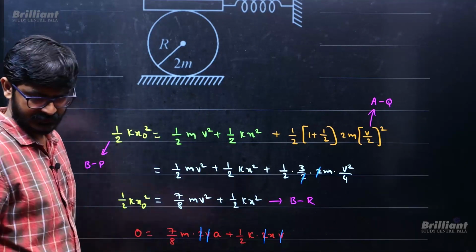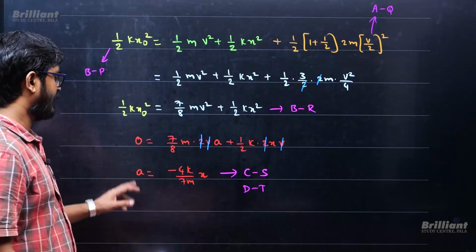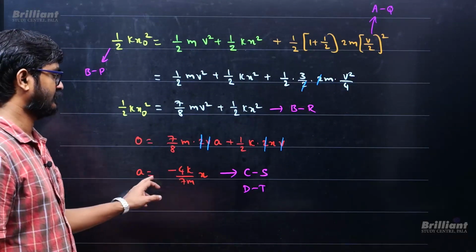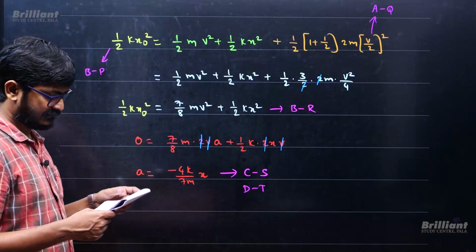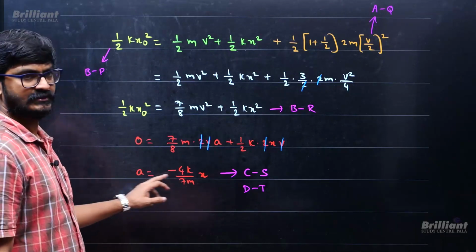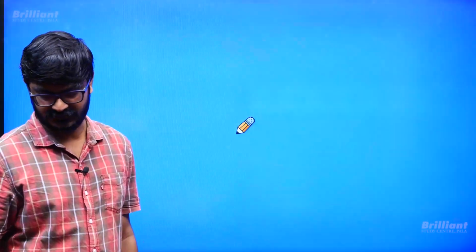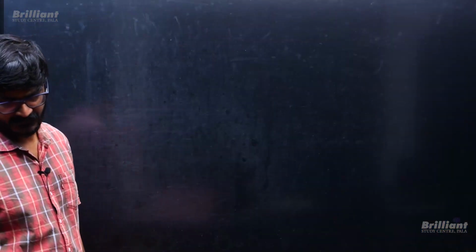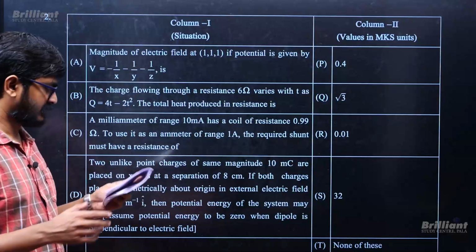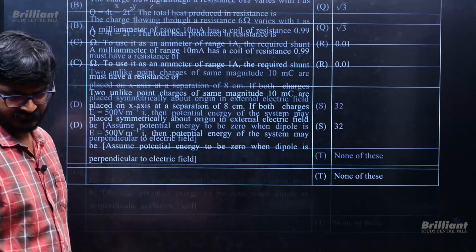Now when you differentiate it, you will be getting acceleration proportional to x. So you can get the acceleration of the plank, and as you can see the SHM form, you can get the time period and angular frequency also. So the next question is a very straightforward question.